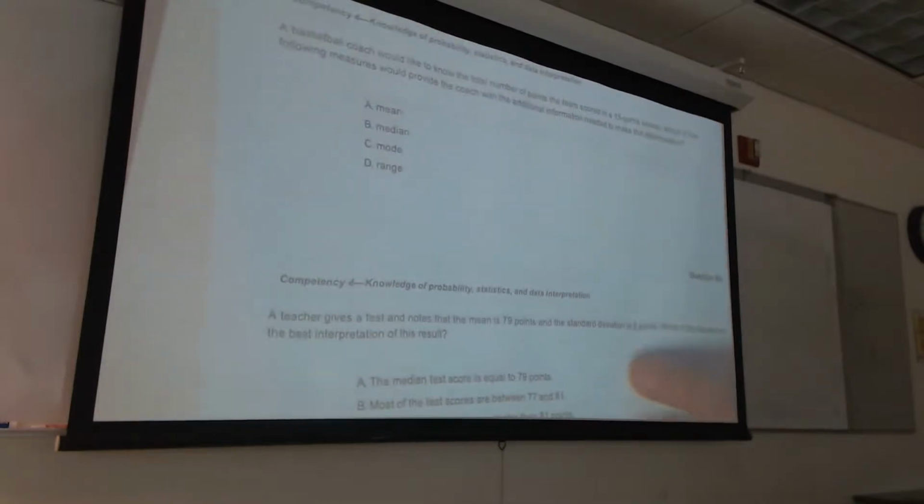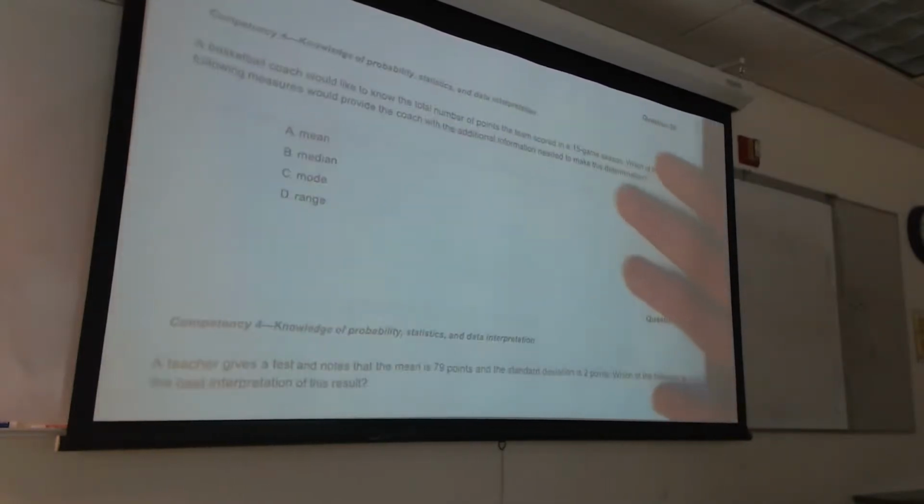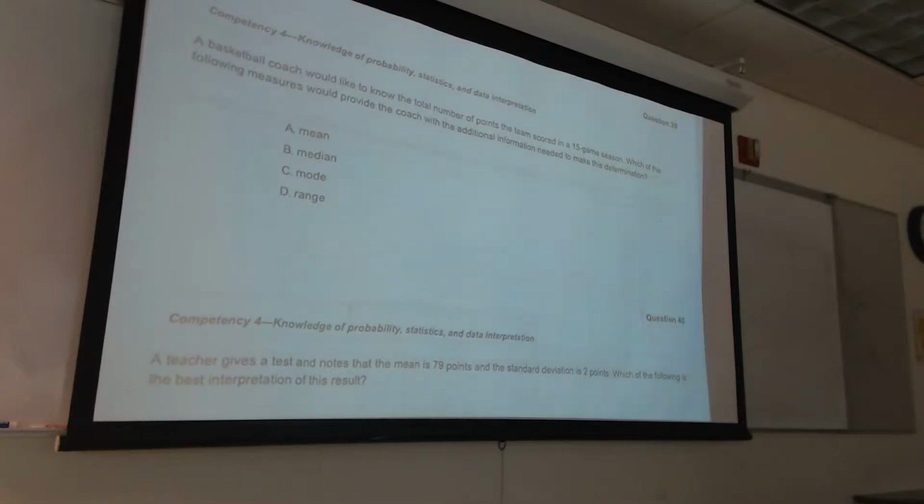All right, 39. A basketball coach would like to know the total number of points the team scored in a 15-game season. Which of the following measures would provide the coach with additional information needed to make this determination? So what information do we need to know the total number of points scored in a 15-game season?